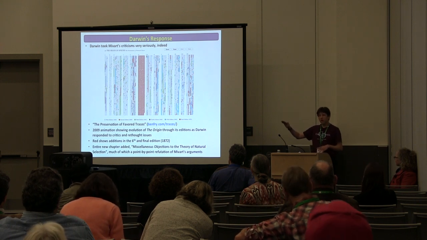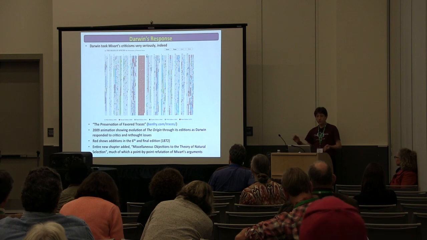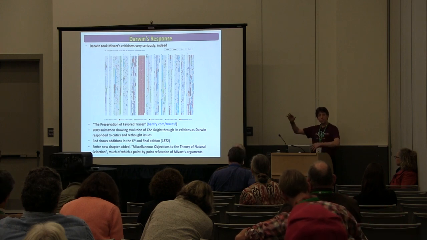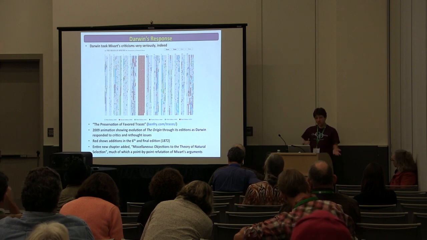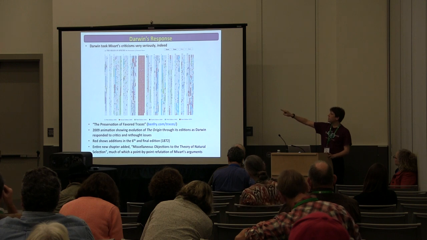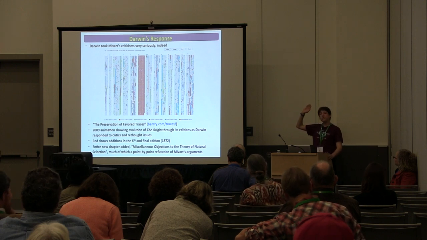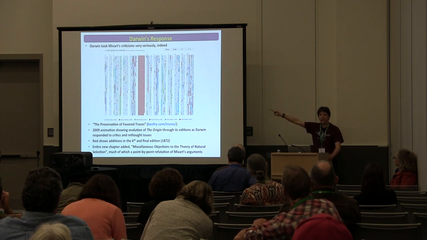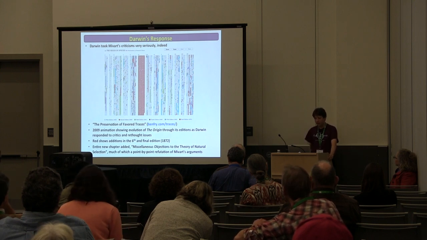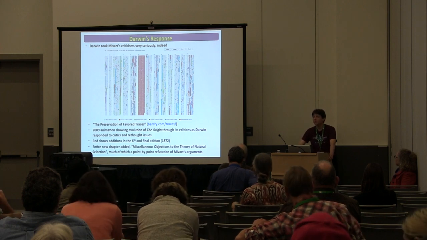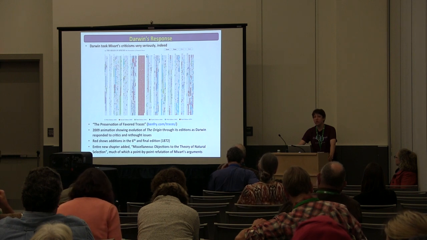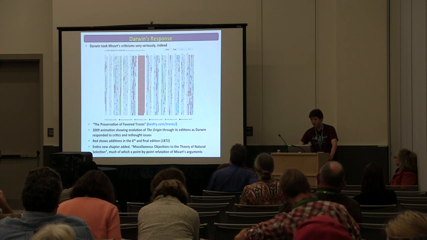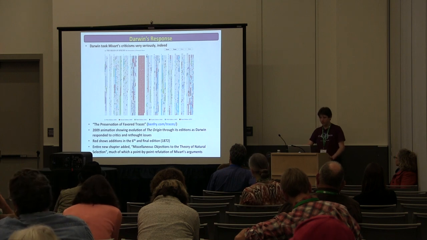So this is a depiction of the text of The Origin of Species as it evolved through multiple editions as Darwin rethought ideas and responded to critics. And the red in there is actually what was in the final sixth edition of The Origin. You'll notice the huge red block. That is an entire chapter that Darwin added called Miscellaneous Objections to the Theory of Natural Selection, and it was really a point-by-point refutation of what Mivart argued in his book. So Darwin took this very seriously.